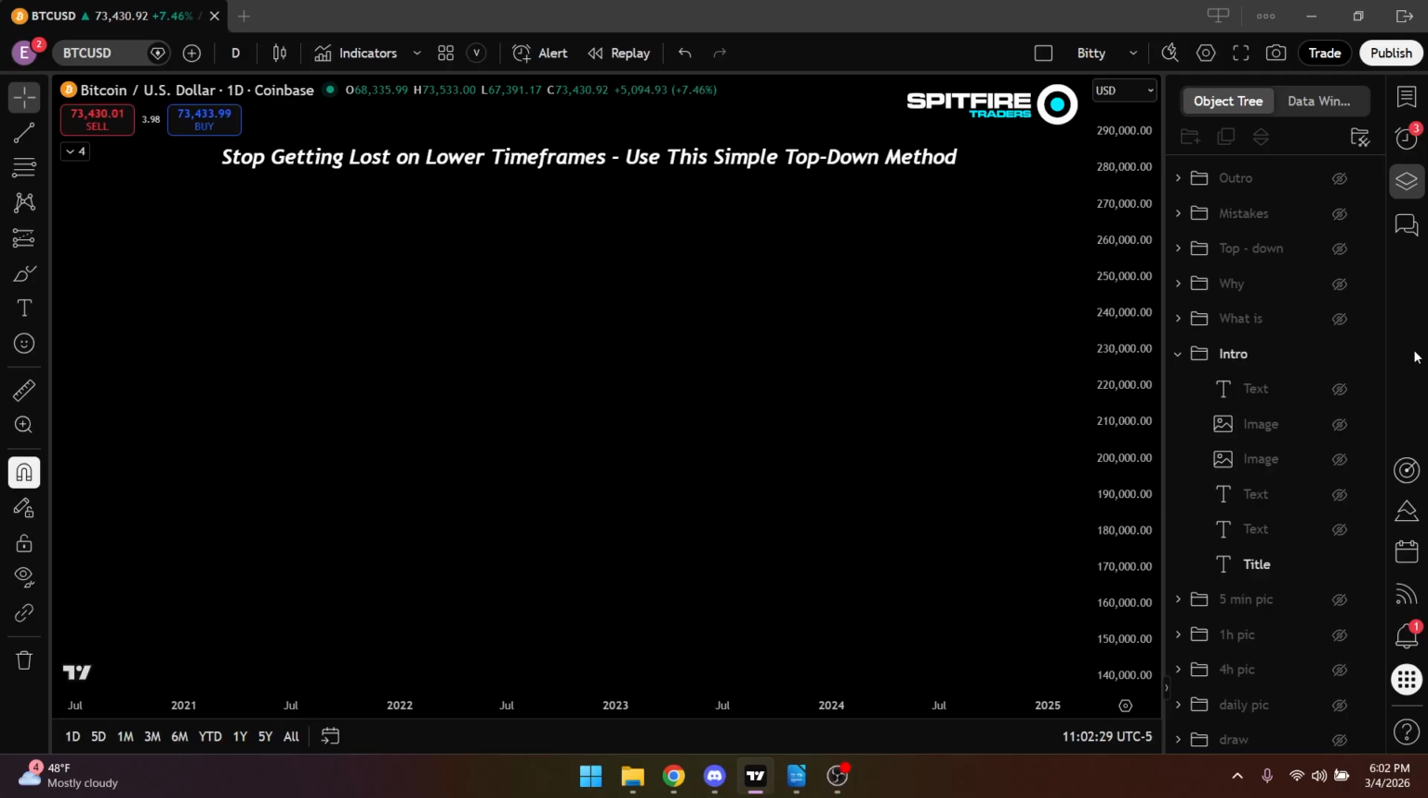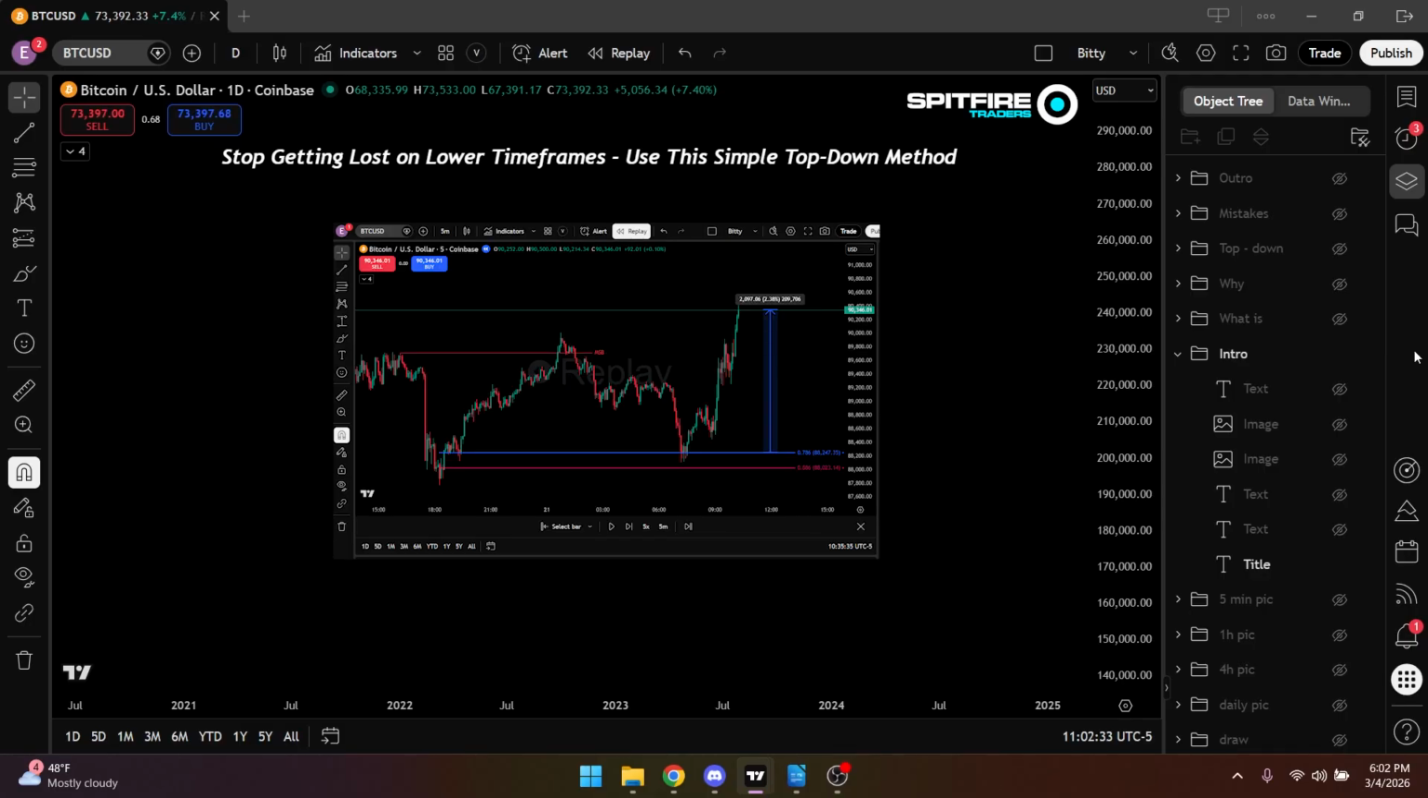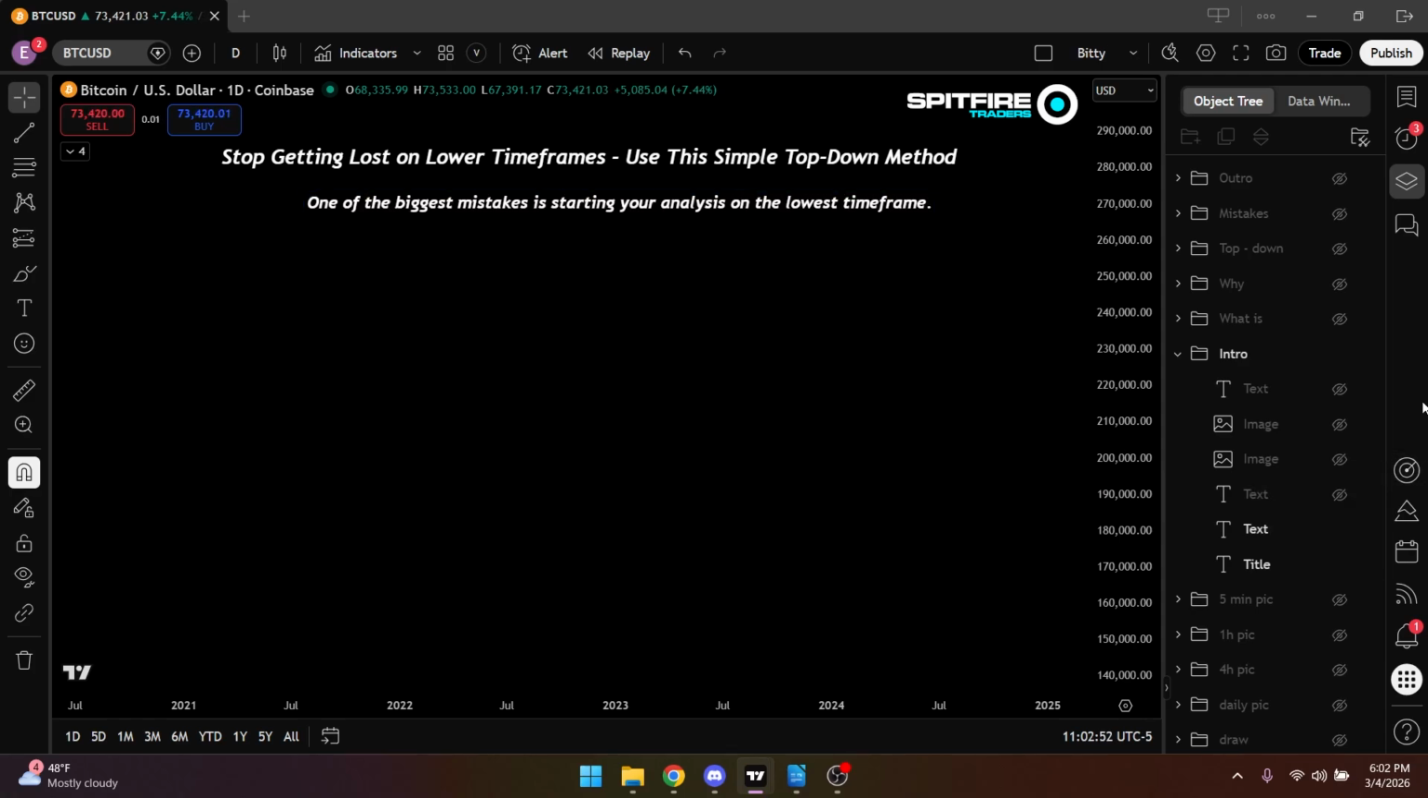But here's the problem most traders still run into. If you've ever taken what looked like a perfect setup on the 5-minute chart, only for price to immediately reverse against you, you're not alone. One of the biggest mistakes is starting your analysis on the lowest time frame. You zoom into the noise instead of understanding the bigger picture. The problem isn't the market, it's the time frame.